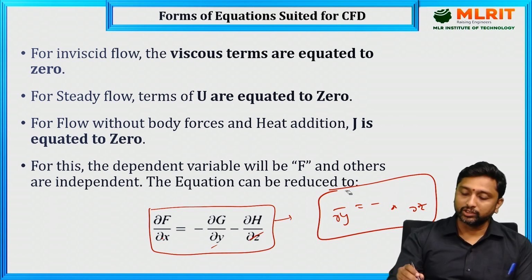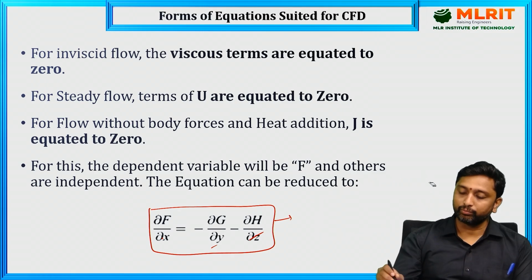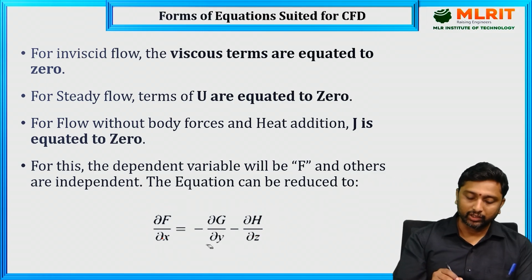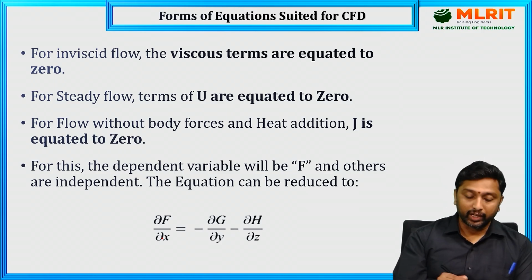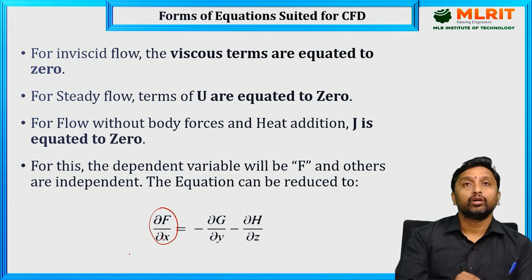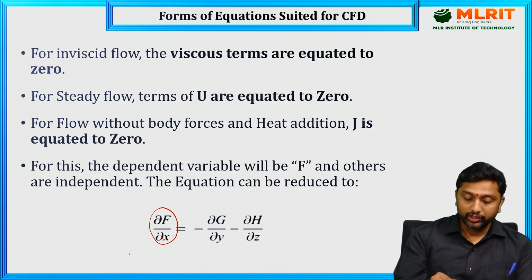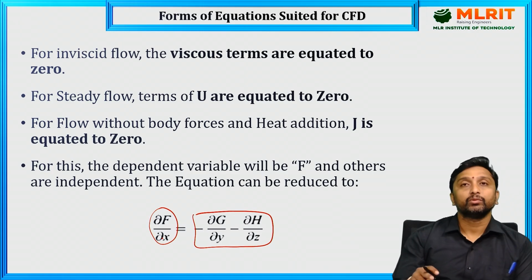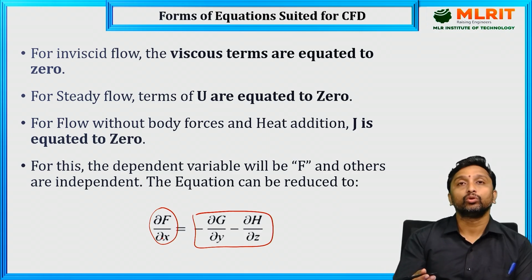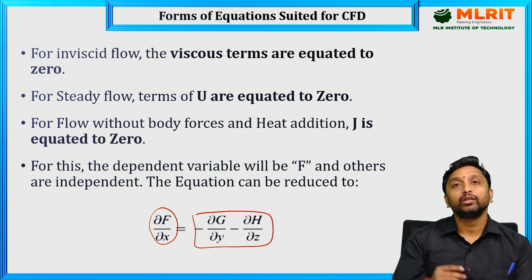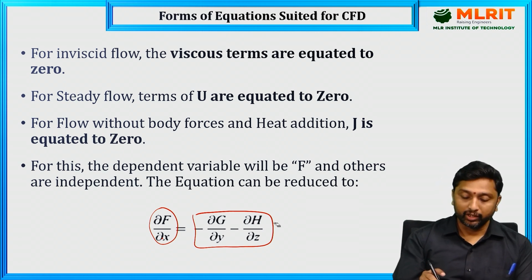Here we are considering the solution parameter to be f. So we can consider the solution to be ∂f/∂x equals minus ∂g/∂y minus ∂h/∂z. When I consider this as the dependent variable, these two will become independent variables, or vice versa. When I consider ∂g/∂y as dependent, then ∂f and ∂h will become the other variables.